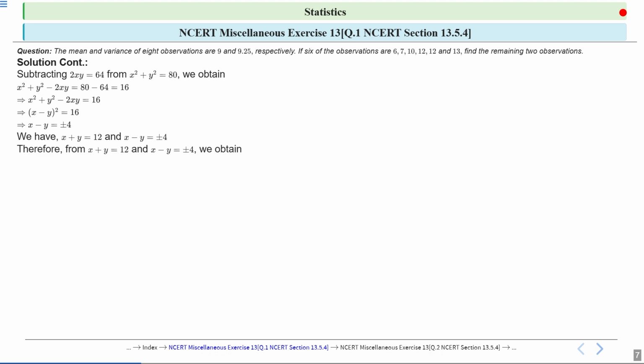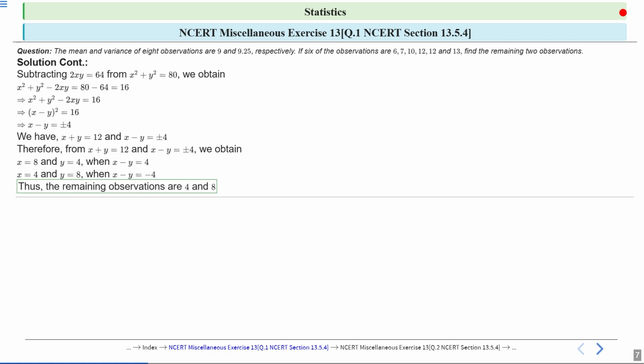So let's solve these two equations together. x plus y equal to 12 and x minus y equal to plus or minus 4. So we obtain x equal to 8 and y equal to 4 when x minus y equal to 4. And x equal to 4 and y equal to 8 when x minus y equal to minus 4. Thus the remaining observations are 4 and 8. So this completes our solution.